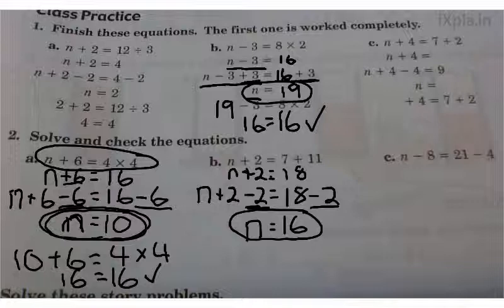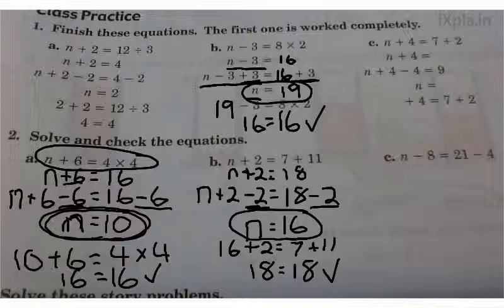Now to check it, remember, we're going to write all of the original problem. n plus 2 equals 7 plus 11. But instead of n, we're going to write 16. So 16 plus 2 equals 7 plus 11. 16 plus 2 is 18. 7 plus 11 is 18. And 18 does equal 18, so it does check. That is correct.